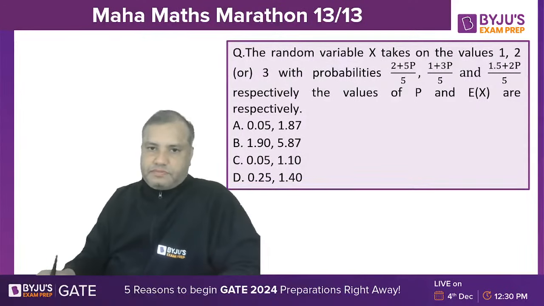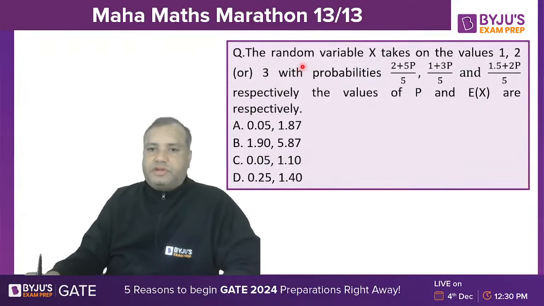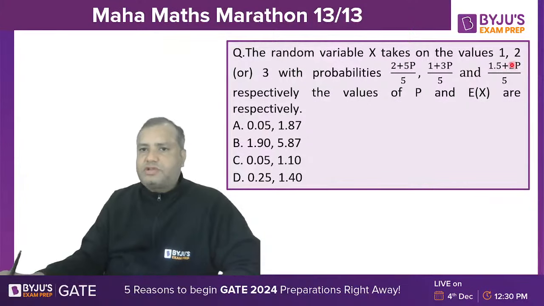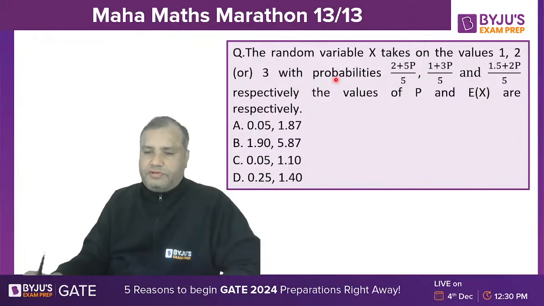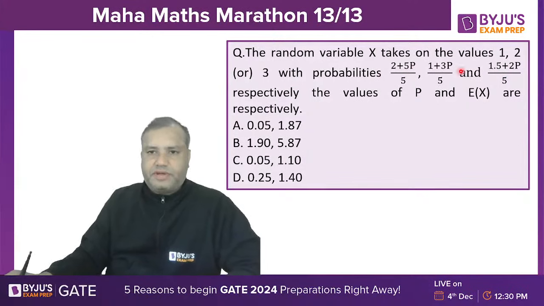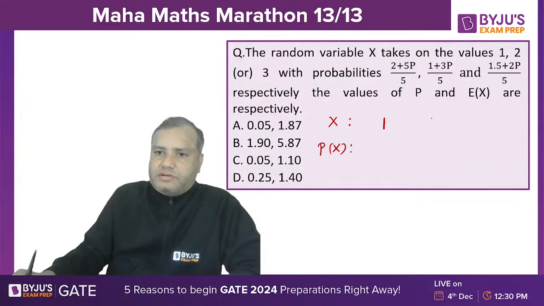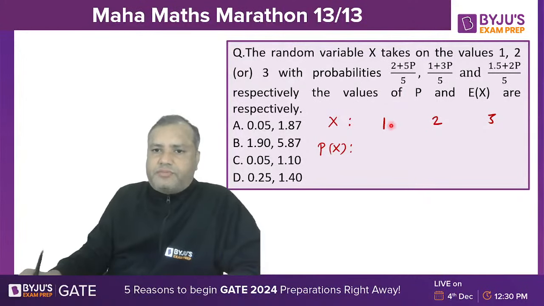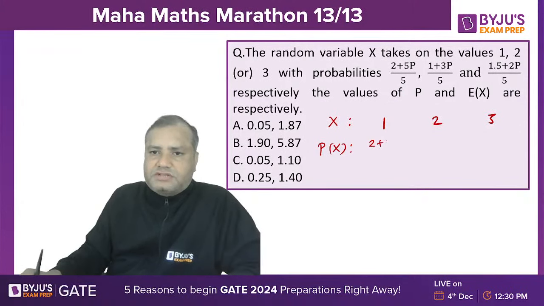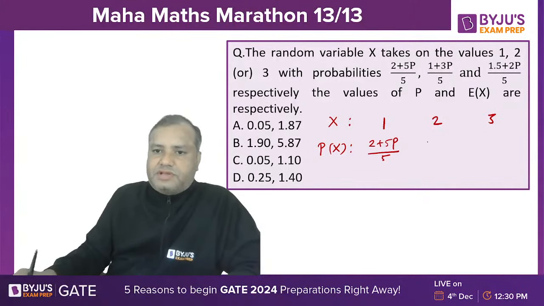Let's see this question. The random variable x takes on the values 1, 2, or 3 with probabilities. These are the probabilities. Okay. For students, what I will do, I'll just note down these values here. Values of x are 1, 2, and 3. Values of corresponding probabilities are (2 + 5p)/5 and (1 + 3p)/5.